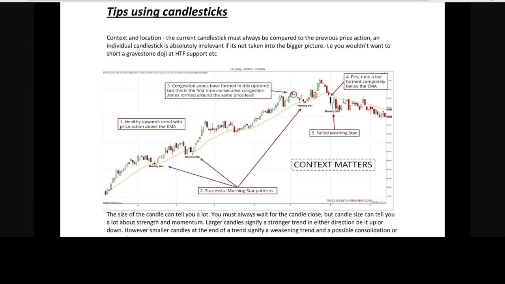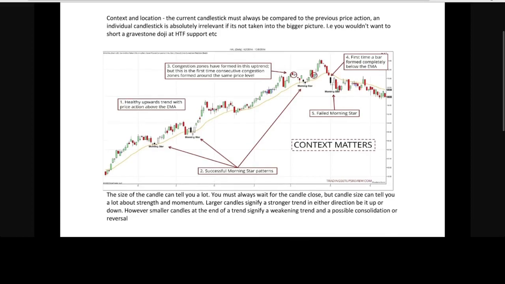So context and location. The current candlestick must always be compared to the previous price action. An individual candlestick is absolutely irrelevant if it's not taken into the bigger picture. You wouldn't want to short a gravestone doji at HDF support and etc, etc. Identifying patterns, timing your entry and all that sort of stuff. It's basic, but when combined you can literally create a trading strategy out of this. Patience and a basic understanding of candlesticks, patterns and trigger points can change absolutely everything.